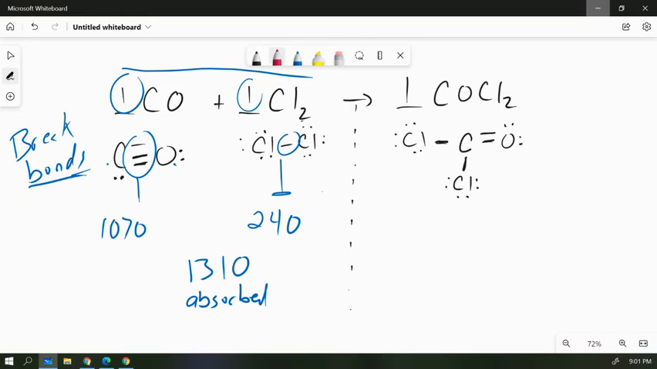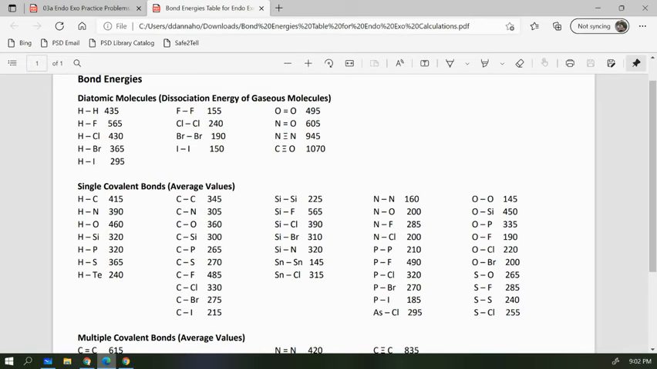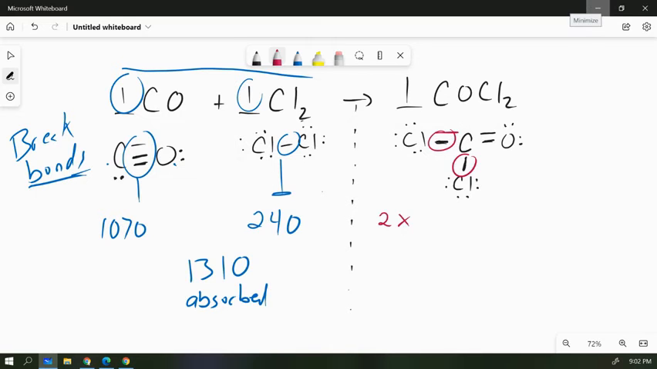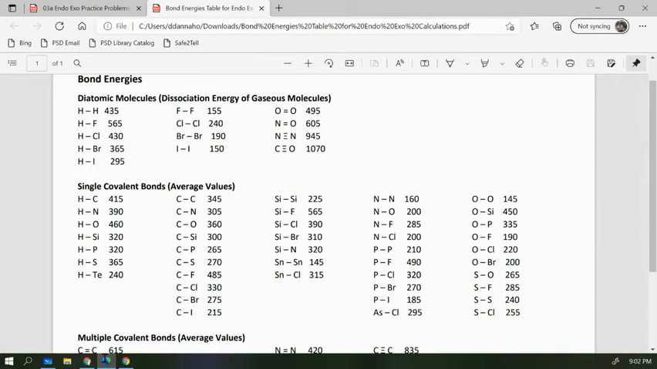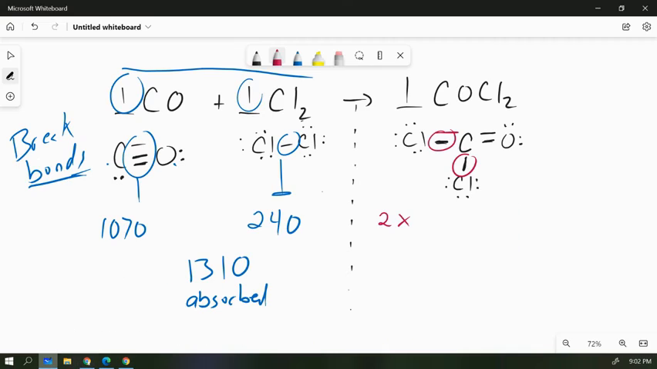Excellent. Now let's go to the other side, and we have a couple of kinds of bonds here. We have a carbon-chlorine single bond, and we have 2 of those. So we need to figure that out. How much is a chlorine-carbon single bond? Let's look for that. We have carbon, we have chlorine right here, 330 kilojoules per mole. I just forgot what it was. Chlorine-carbon 330. Okay, there we go. 2 times 330 is of course going to be 660.